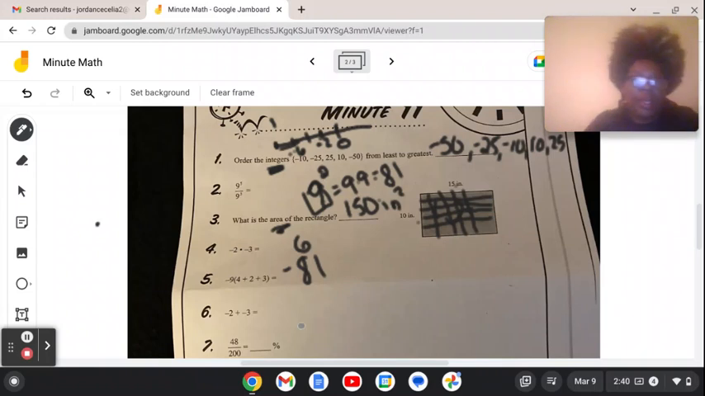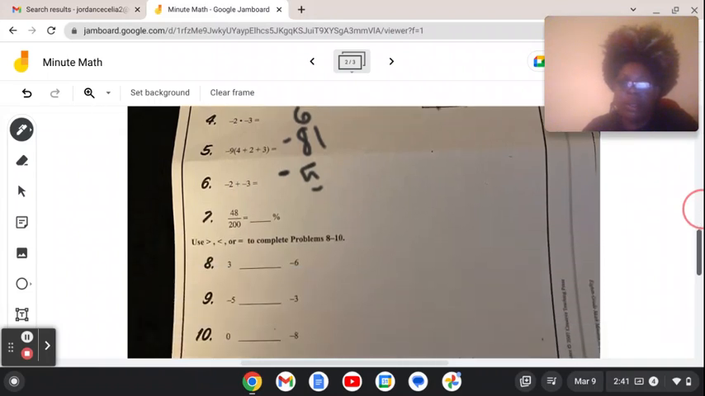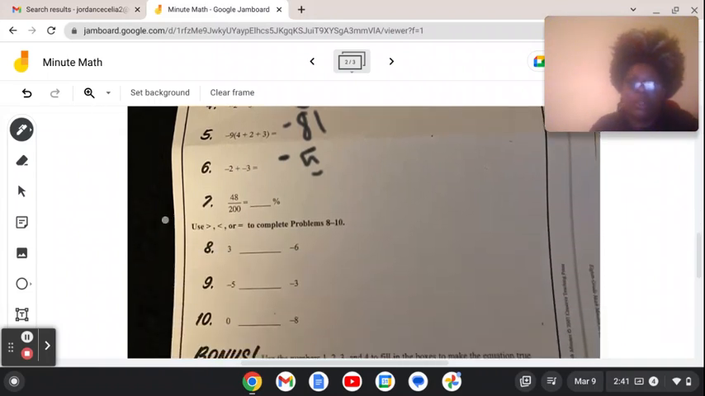Okay, the next one, -2 plus -3. We're adding integers, and the signs are the same, so we keep the sign, which is a negative, and just add the numbers. 2 plus 3 is 5. Okay, give me a moment. Let's make sure that 5 looks right. Okay, next one.